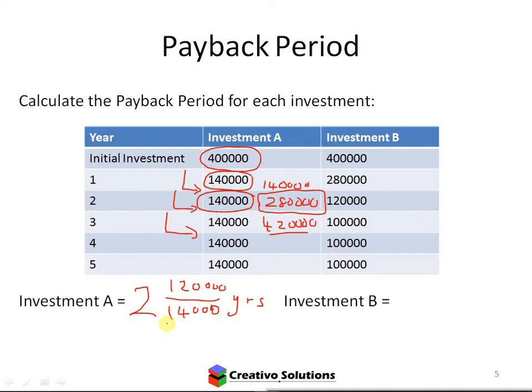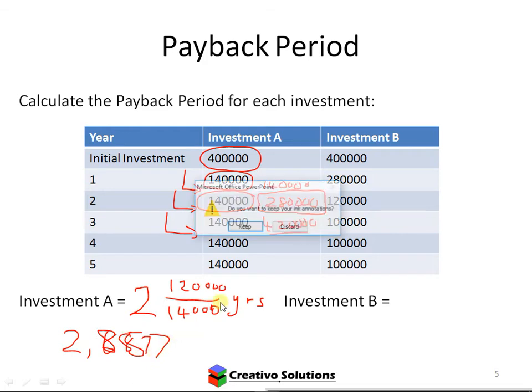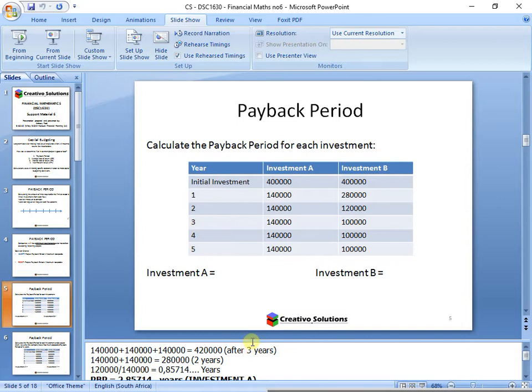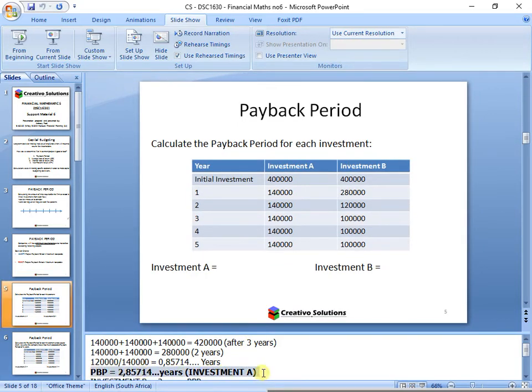On the calculator, 120 divided by 140 equals? No, it can't be 6 comma. I mean 0 comma 857. So 2 years and 0 comma 857 years. Yes, correct. The payback period for investment A was 2,857 years.